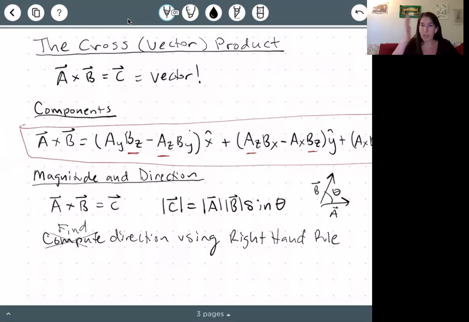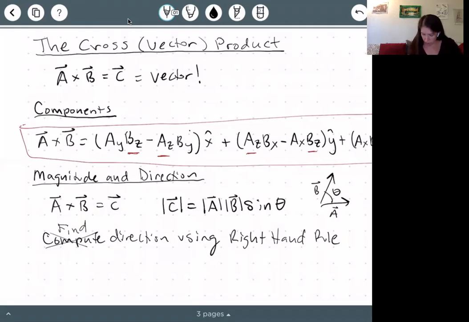So what you want to do is take your hand and hold it against your piece of paper. And you want to move your hand such that your fingers are pointing along the first vector. And by the first vector, I mean vector A in this case, because it's A cross B. A comes first. Then you want to curl your fingers towards the second vector, being vector B. So right now, if I were to hold my hand up against my screen, I would point them along A and curl them towards vector B.